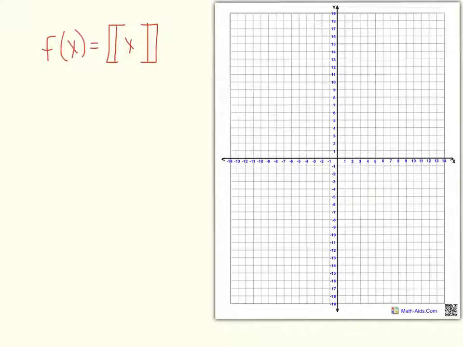An integer function or a step function is going to be hard to draw because this graph is small. It's a closed circle, and then you draw a line, and then it's an open circle. And then you go above it. Closed, draw a line, open. Closed, draw a line, open. You are supposed to go all the way through the graph, but for the sake of time, I'm not going to. I'm just going to show it like that.